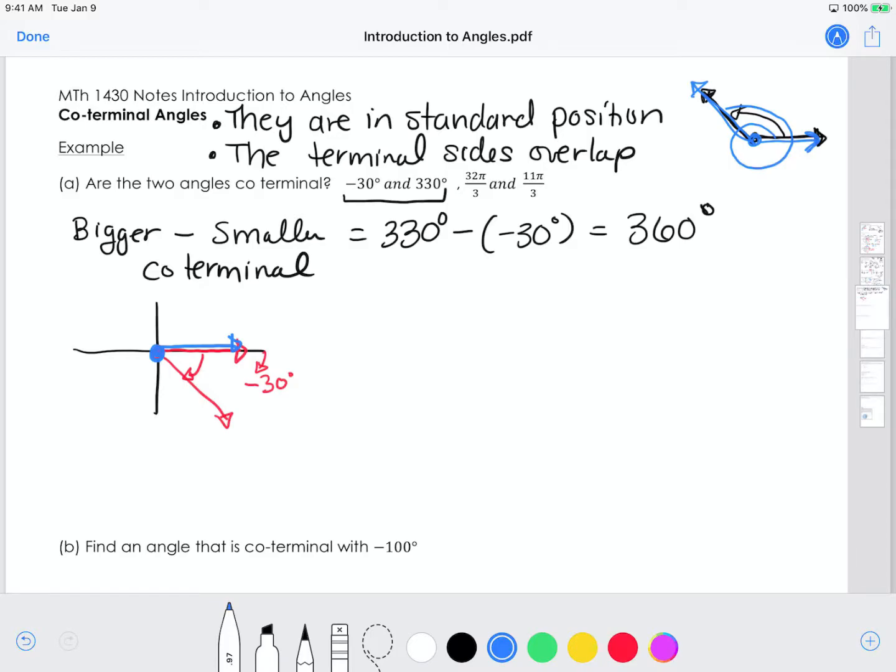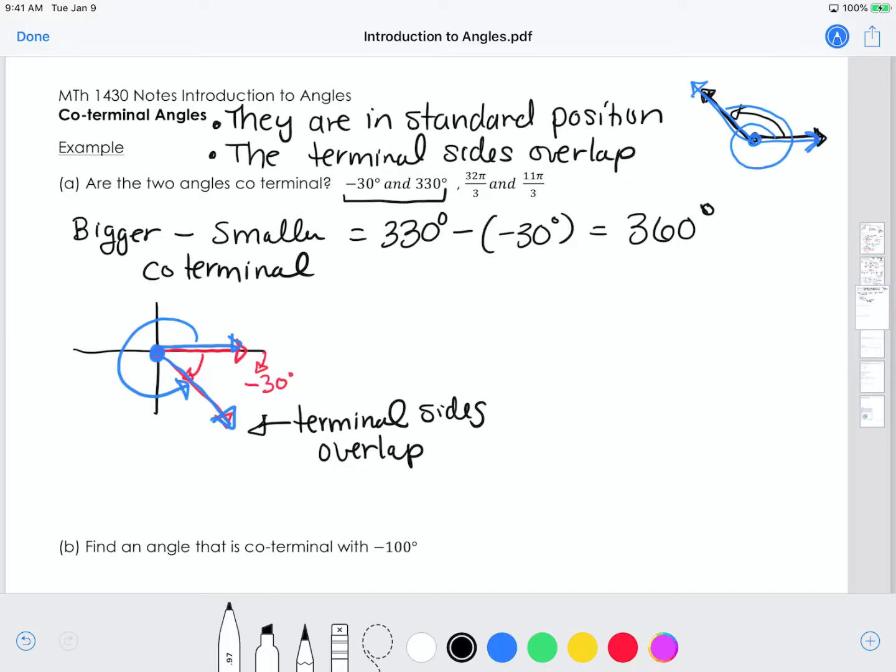And as you know, a full rotation is 360. So if I swing open 330 degrees, it's going to be 30 degrees short of a full rotation, and that would land right here. So their terminal sides overlap. Since their terminal sides overlap, that's the other way that you can look to see if they're coterminal.